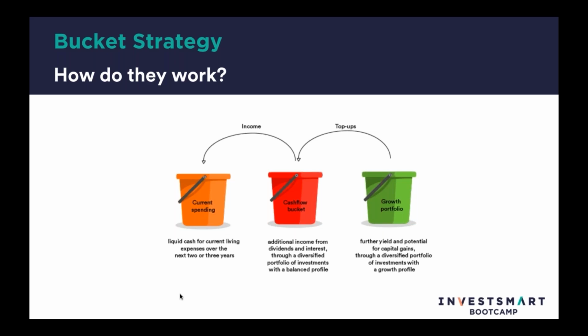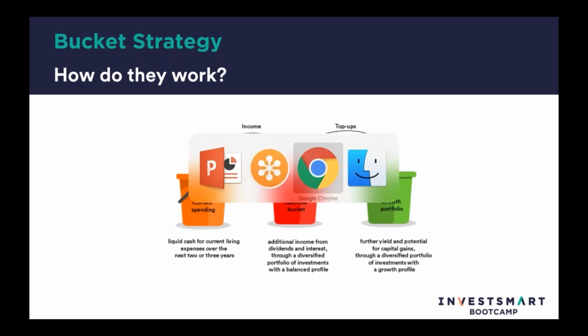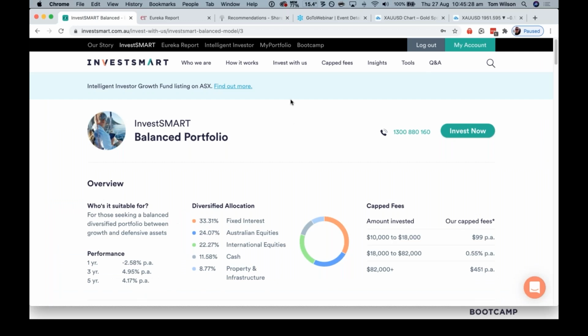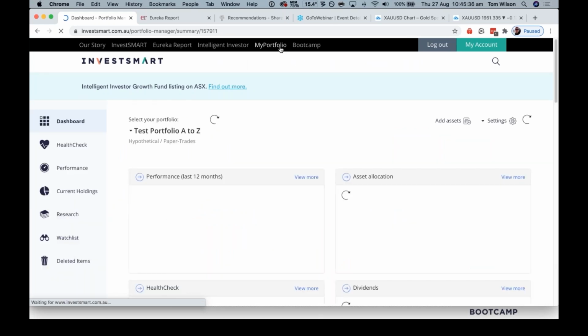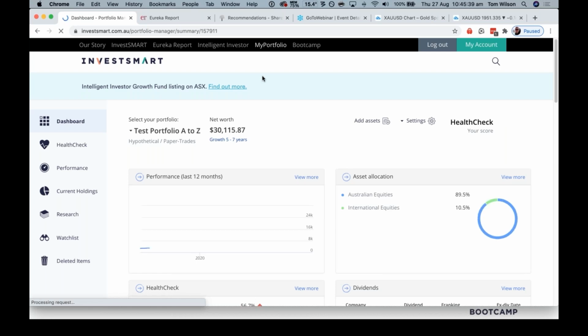There's a question here from Kerry: do you recommend any simple investment management programs where you can easily track the balance or movement of your buckets? InvestSMART has a portfolio manager at the top here, which is My Portfolio. I'll click on it and show you. This is a free way to show you what you're holding, and you can track nearly any asset in here, including property, any kind of portfolios, any kind of shares. This is an example. It's a test portfolio.